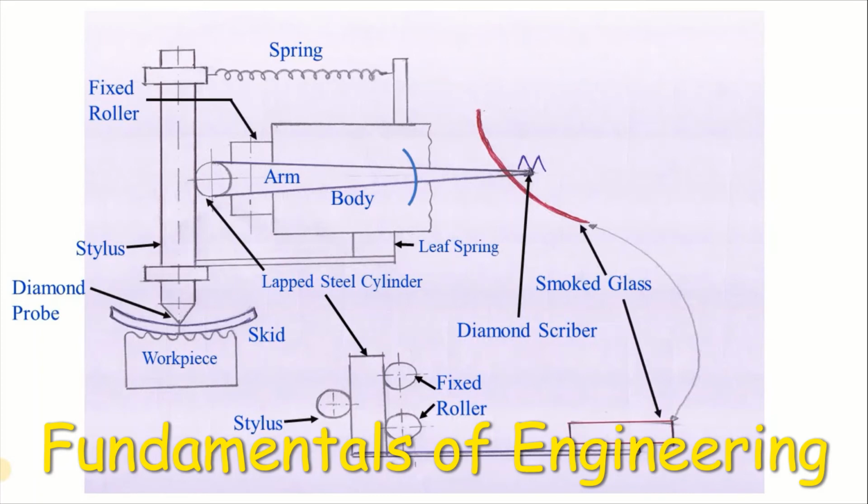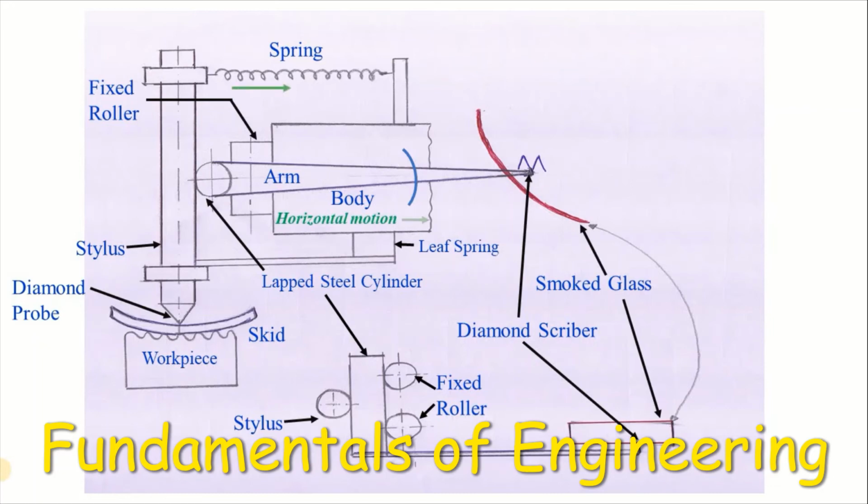So whatever the small movement in the stylus, that is taken through the lap cylinder to the arm, and from that to the diamond scriber, and it will appear on the smoke glass. So this is the construction. Now we'll see the working.